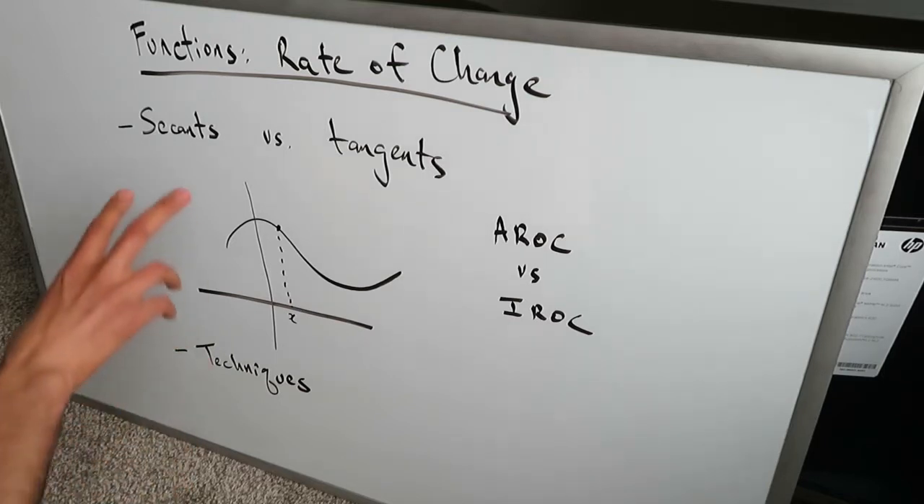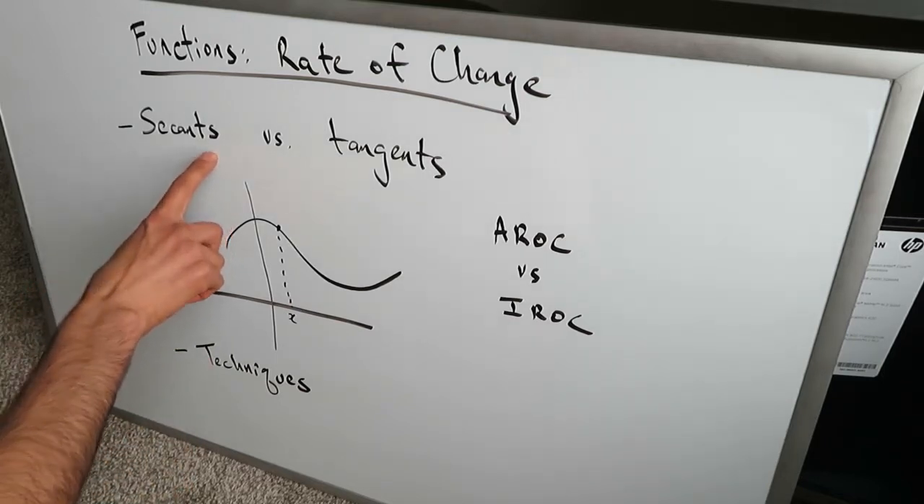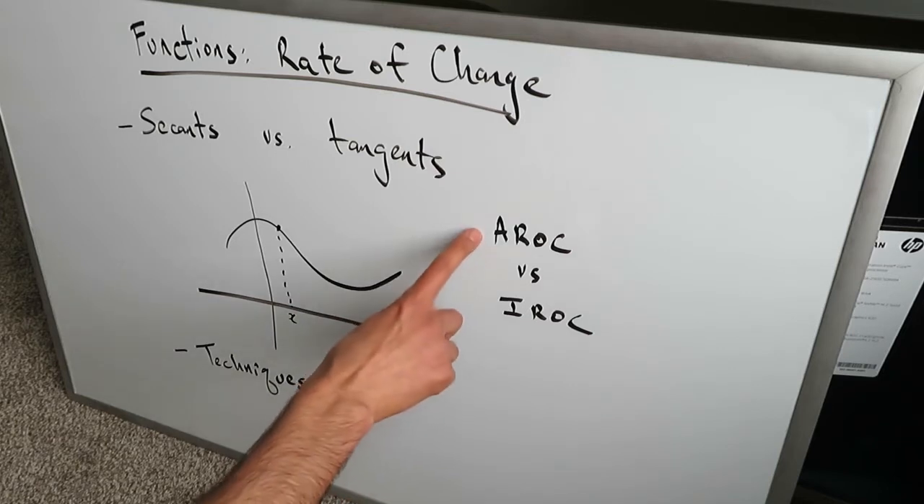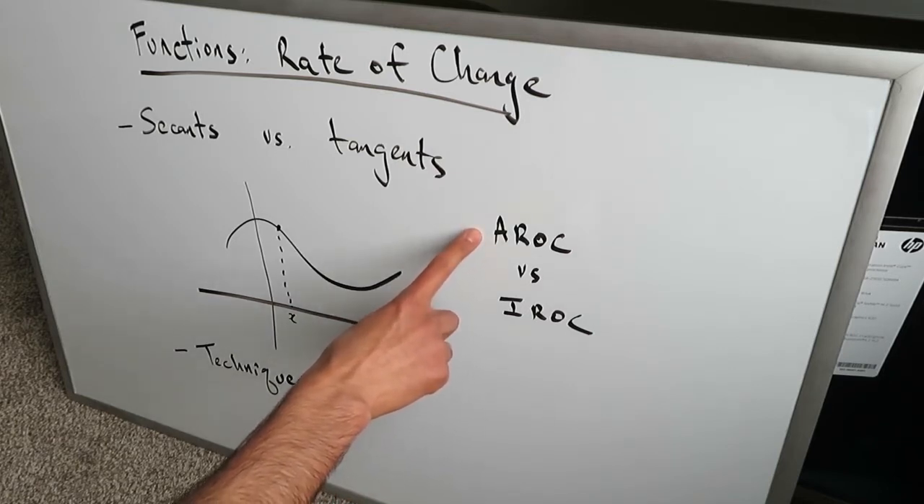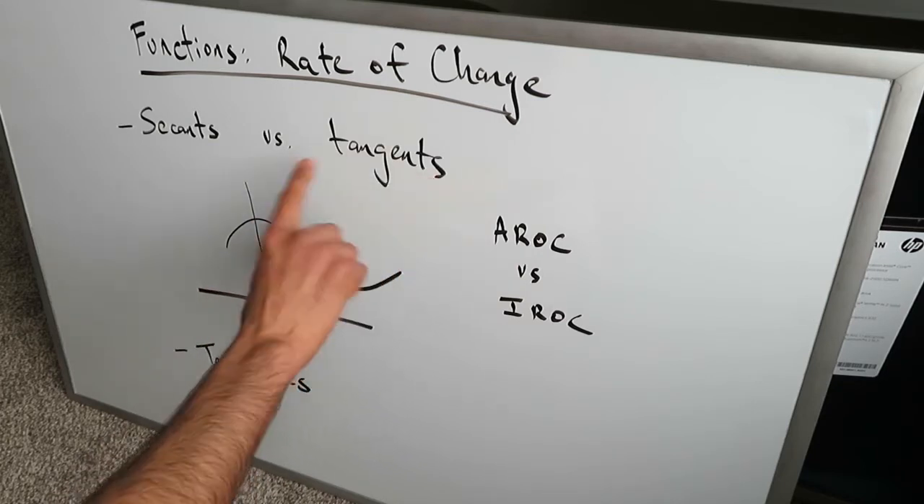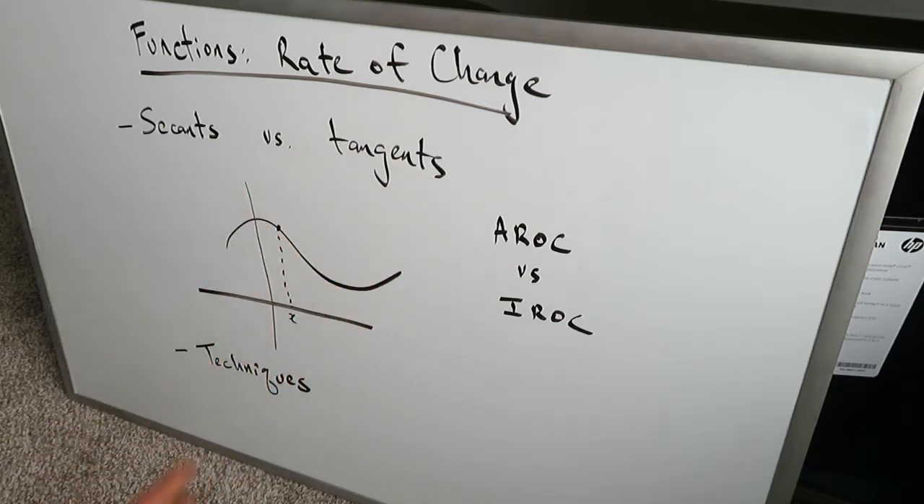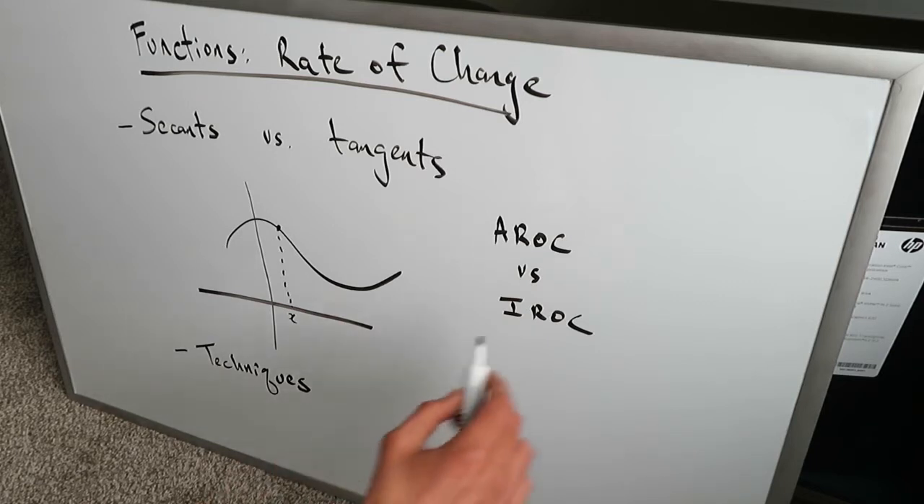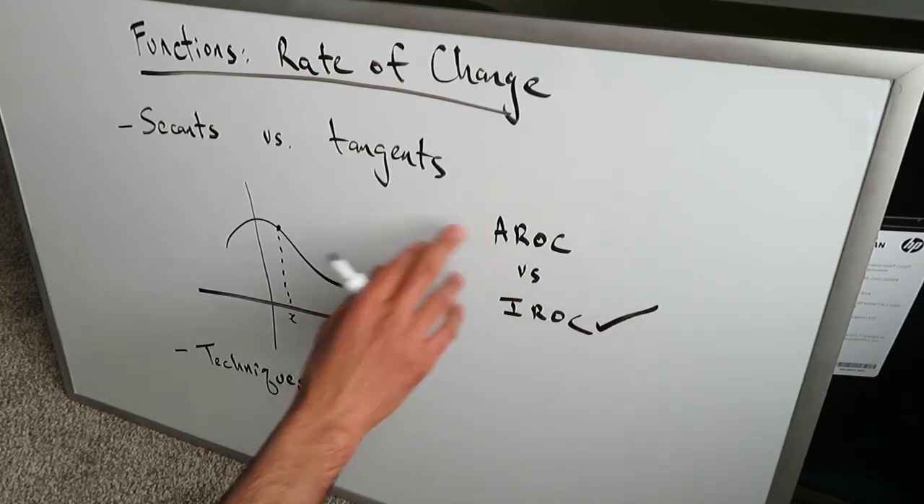Given that in mind, let's quickly review the difference between a secant and a tangent. A secant is a line which is drawn between any 2 points on a curve, and it gives you your average rate of change. The tangent is a line which grazes your curve or your function at a specific point and only one point, and it gives you your instantaneous rate of change. The instantaneous rate of change is apparently more important and useful than the average rate of change.